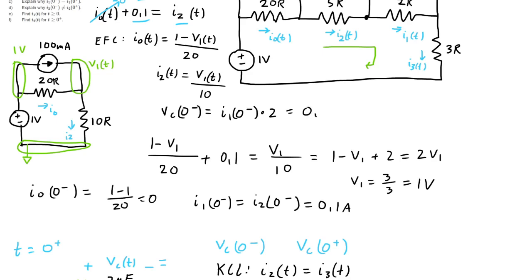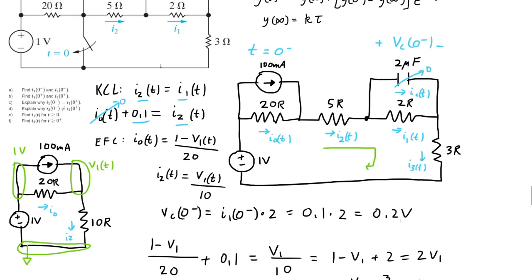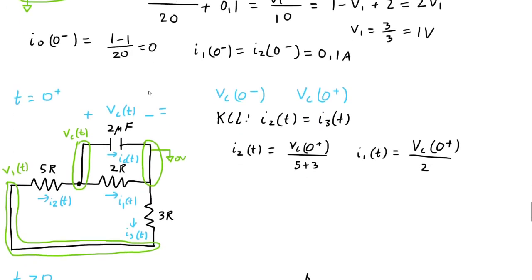So we're going to have 0.1 times 2, and that's going to be 0.2 volts as the VC(0-) for the capacitor. So now we have I1(0-) and I2(0+). Let's go find the plus. This is the instant right after the switch is closed. Since we know that the capacitor voltage cannot change instantaneously, then we have 0.2 volts over here. But current through a resistor can change instantaneously.